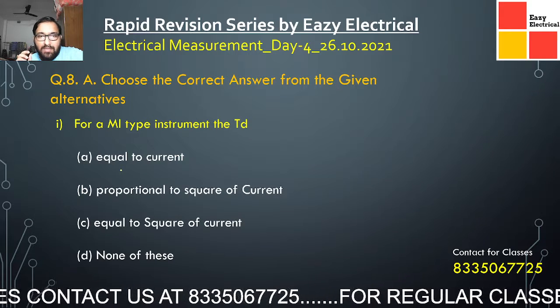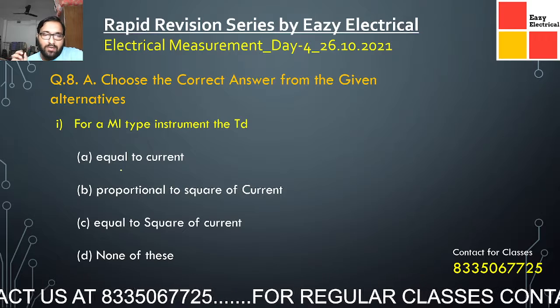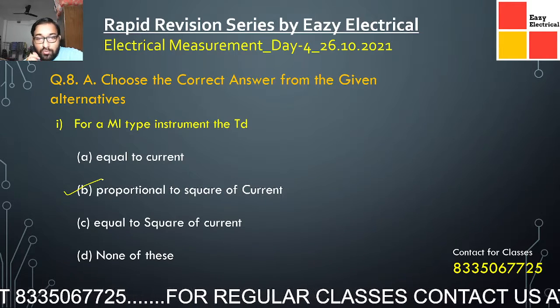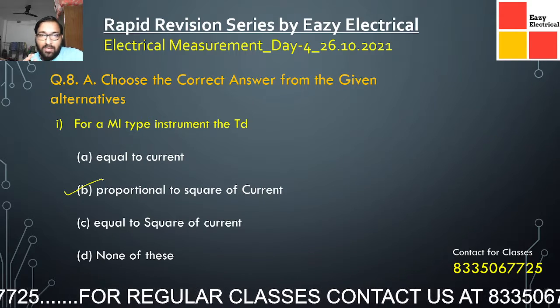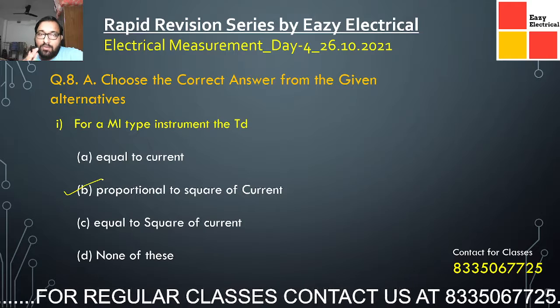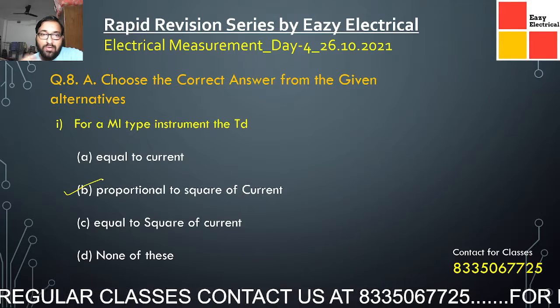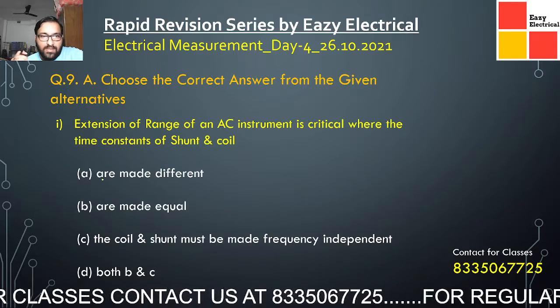Now, for an MI type instrument, the deflecting torque is proportional to the square of the current. Because of this reason only, we get an uneven distribution of the scale. We are also getting nonlinear characteristics because of this.